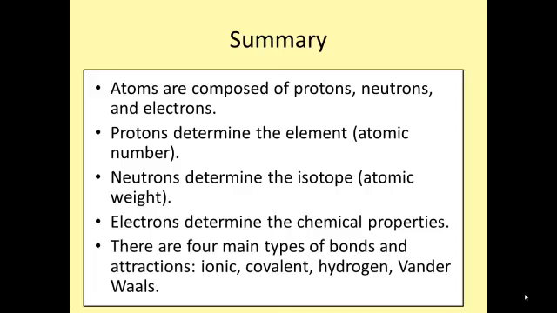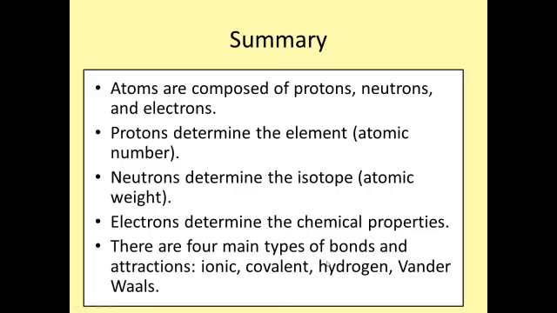Now let's summarize what you've learned in all of the various separate recorded lectures. Atoms are composed of protons, neutrons, and electrons. Protons determine the element, or atomic number. Neutrons determine the isotope, or the atomic weight. Electrons determine the chemical properties of the element.